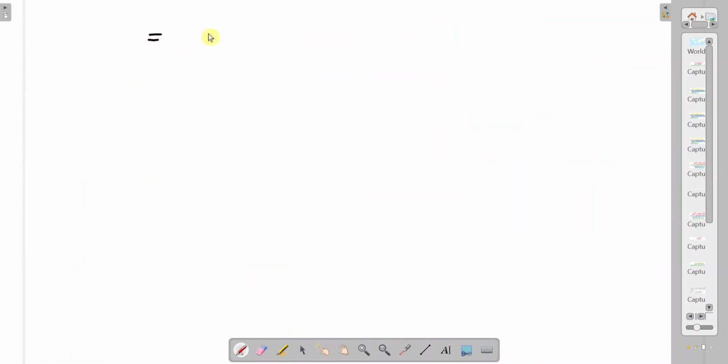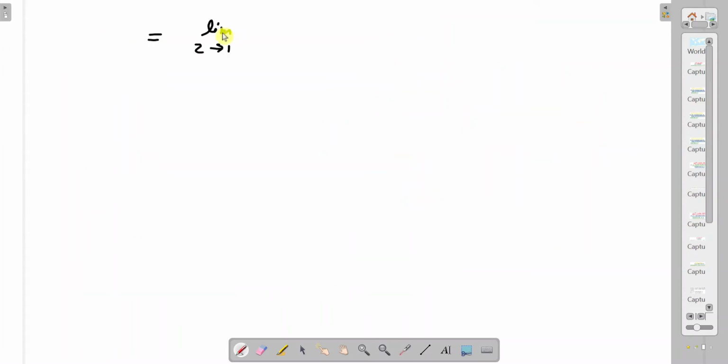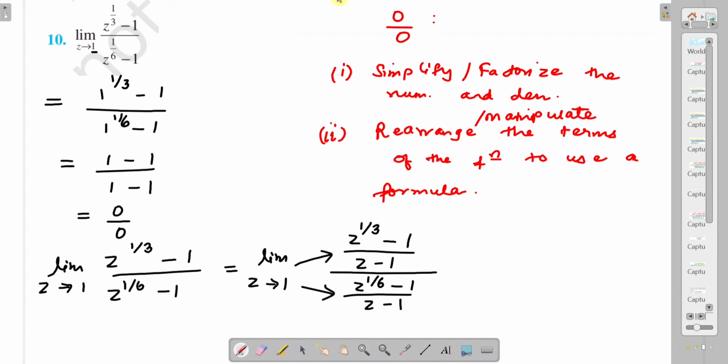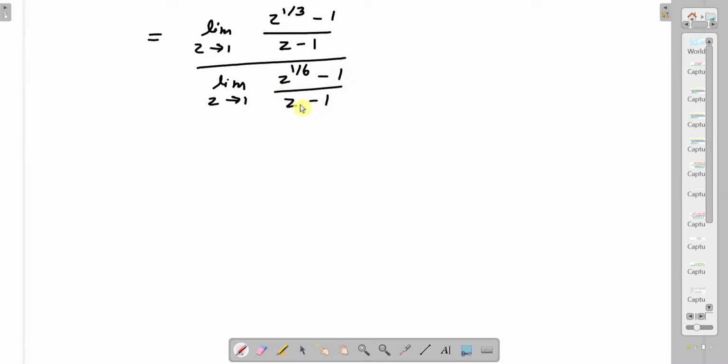So now what you'll get here, this is equal to limit z tends to 1. I am splitting the limit for both the numerator as well as the denominator. This is by property 4 of algebra of limit. So limit z tends to 1, z 1 by 3 minus 1 divided by z minus 1, the whole divided by limit z tends to 1, z raised to 1 by 6 minus 1 divided by z minus 1.